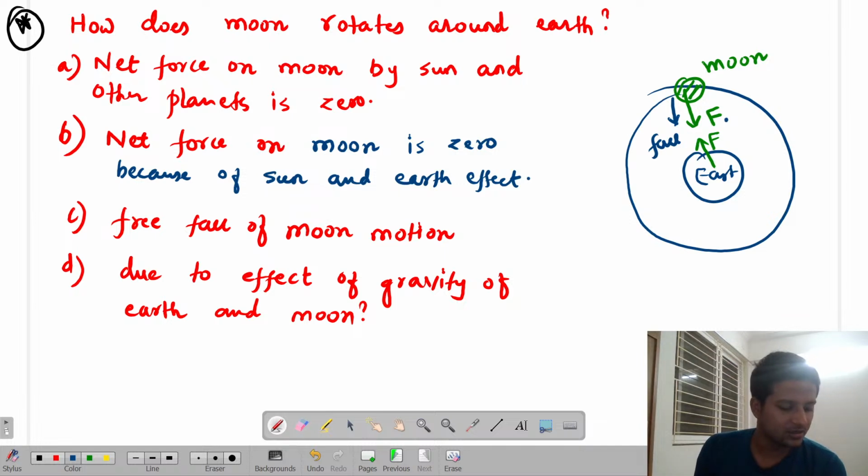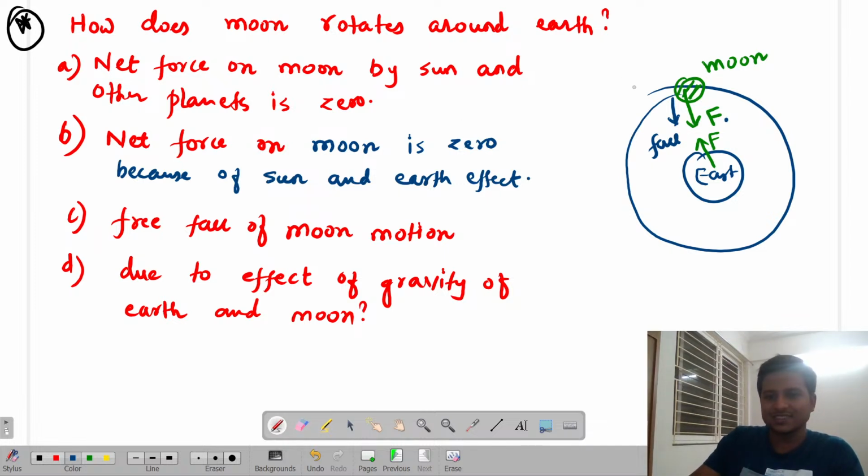Remember that the forces are equal. The force of gravity is always equal and opposite between two bodies. So now the Moon is basically falling on the Earth due to the force of gravity. Are you able to get me?